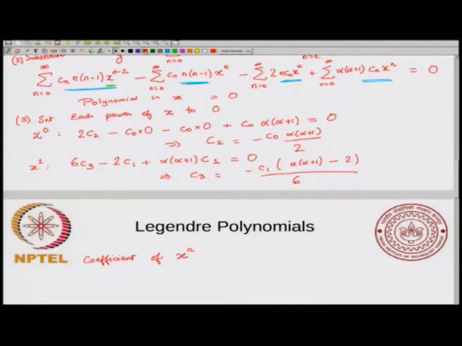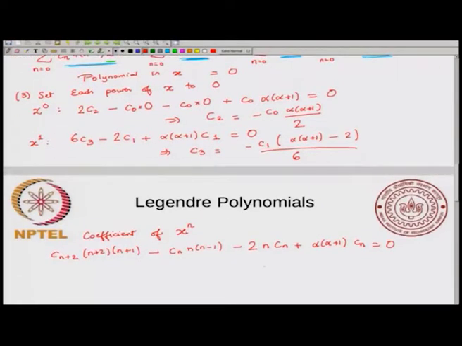So, the term that has a power of x raised to n will actually contain C_{n+2} into (n+2)(n+2-1), so (n+2)(n+1). This is the coefficient of x to the power n. The second term will have x to the power n, so we will have C_n n(n-1). The third term will have minus 2n C_n, and the fourth term will have plus alpha(alpha+1) C_n, and this equals 0.